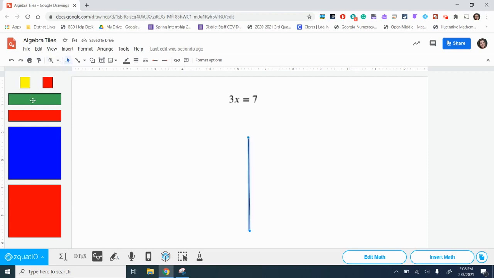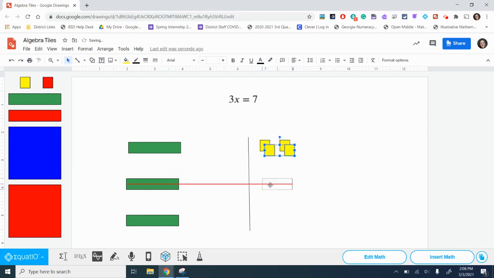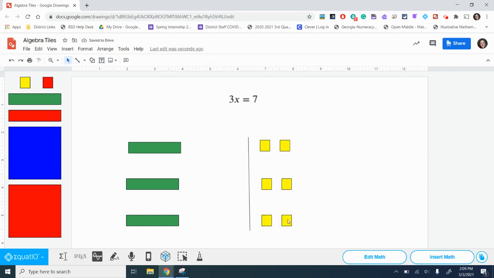And so we need 3x: 1x, 2x, 3x equals 7. Two, 4, 6, and 7. We need one more. All right, so 3x is equal to 7.